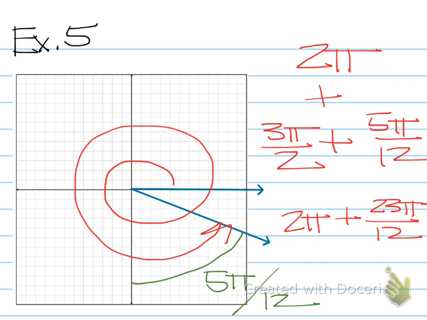And then I need to add the 2 pi to that. So 2 pi is the same thing as 24 pi over 12. 24 pi over 12 plus 23 pi over 12 is 47 pi over 12.